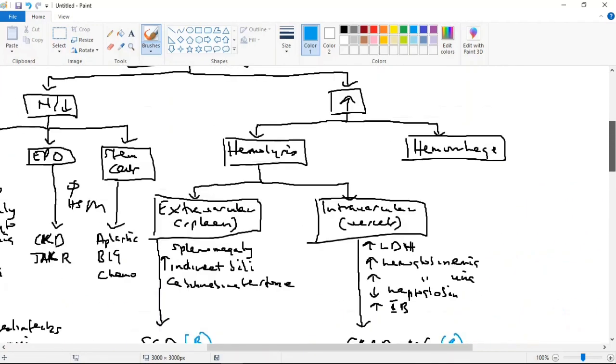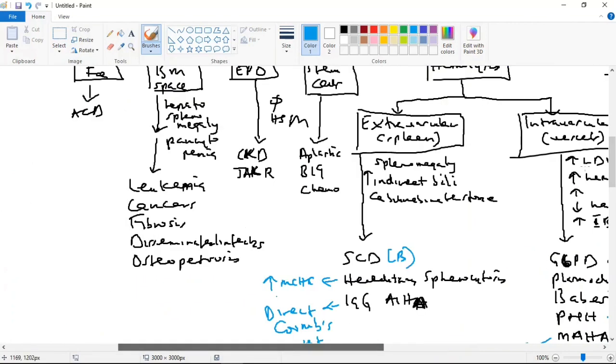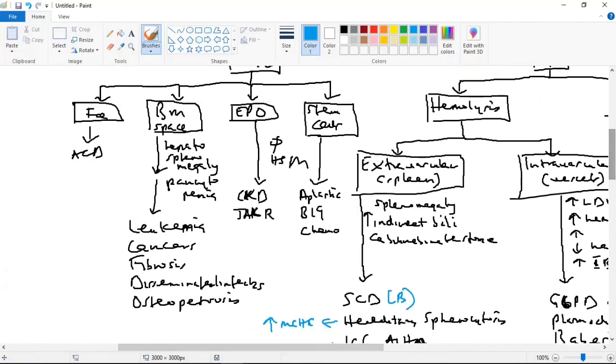So something to read for production issues, right? Iron issue, maybe ACD can do that. Bone marrow space issue, right? Leukemias, cancers, fibrosis, blah, blah. Erythropoietin deficiency, definitely CKD, or sometimes erythropoietin resistance, where erythropoietin is high, but the receptor is not working. Yeah, that may present early with some sort of anemia. And then stem cell destruction: aplastic anemia, B19 infection, chemo drugs, yeah, those things can affect the stem cells. So these are normocytic.